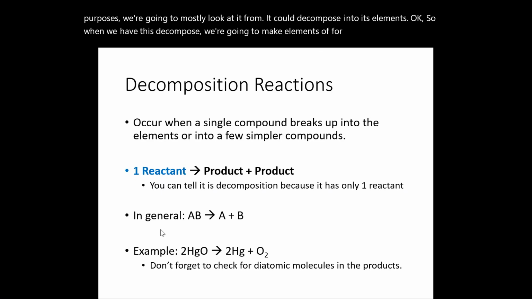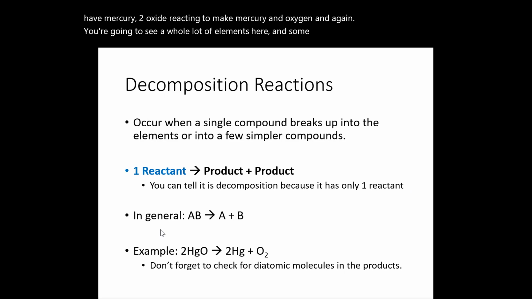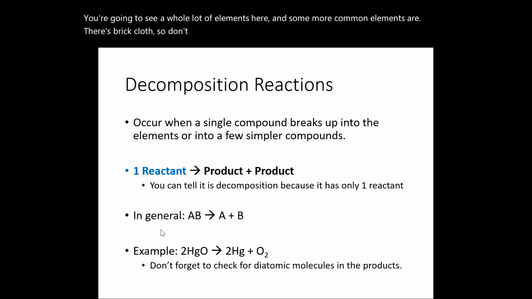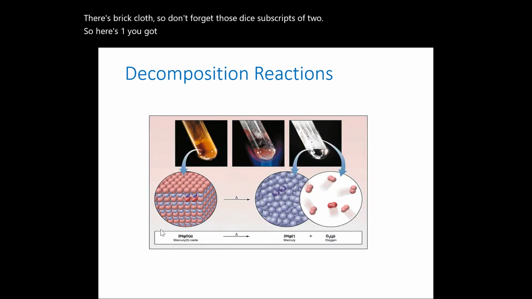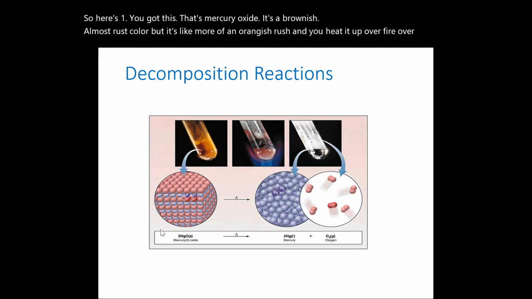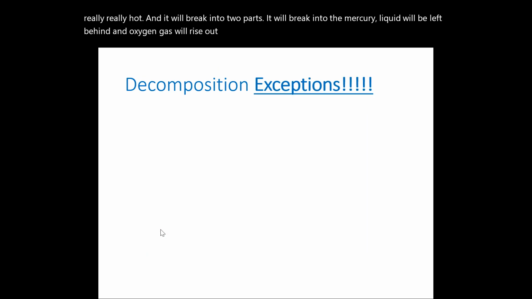So for instance, down here we've got mercury 2 oxide reacting to make mercury and oxygen. And again, you're going to see a whole lot of elements here, and some of the more common ones are those Brinkelhoffs, so don't forget those subscripts of 2. So here's one, that's mercury oxide. It's a brownish, almost rust color, more of an orangish rust. You heat it up over a flame, really, really hot, and it will break into two parts. The mercury liquid will be left behind, and oxygen gas will rise out of that mess.